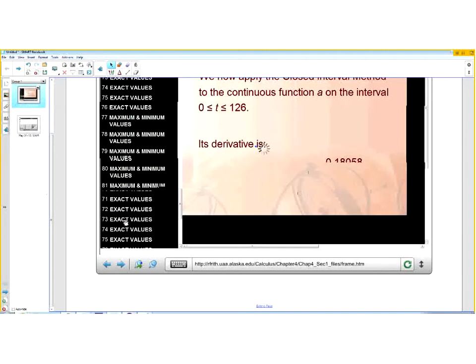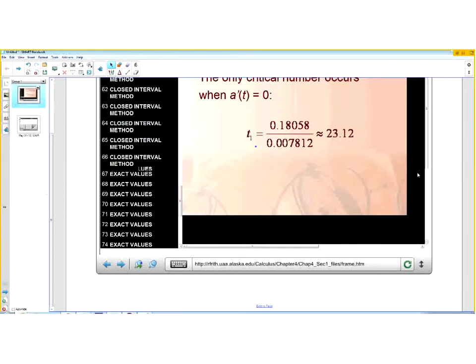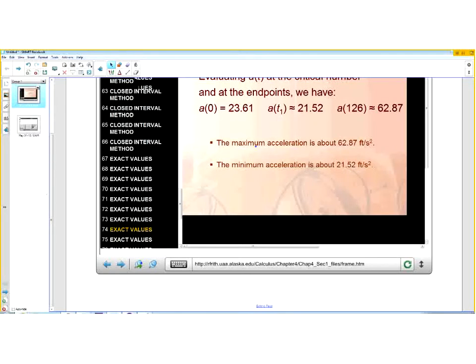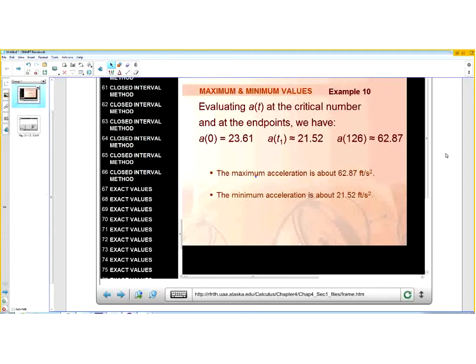Here they solve the equation a prime of t equals 0, and that happens at 23.12 seconds. And then we analyze the endpoints. a of 0 is equal to 23.61. a of t1, where a prime of t is equal to 0, is 21.52. And a of 126 is 62.87. So the maximum acceleration is 62.87 feet per second squared, and the minimum acceleration occurs at the smaller of the three numbers, 21.52 feet per second squared.